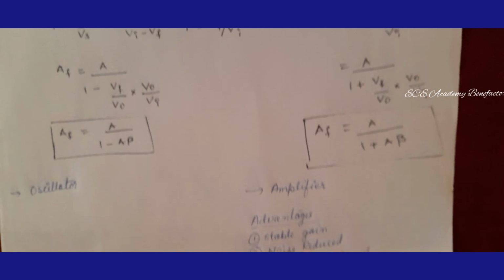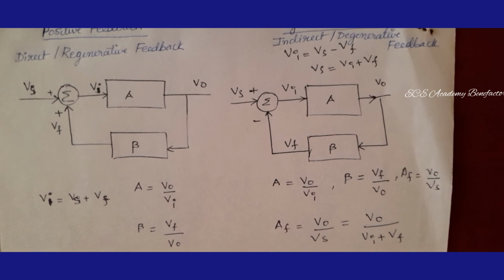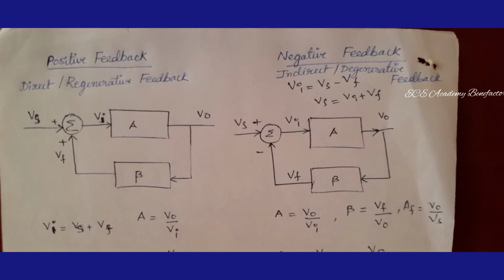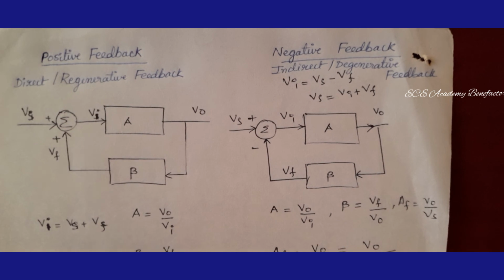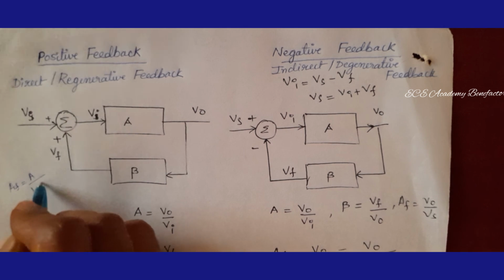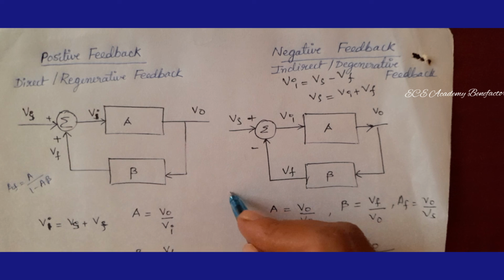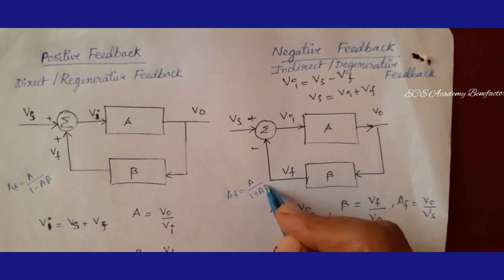It is a very important concept: the feedback and types of feedback. The types of feedback are positive and negative feedback. The gain equation, how much is it coming? For positive feedback, AF is equal to A by 1 minus A beta. Here, for negative feedback, AF is coming as A by 1 plus A beta.